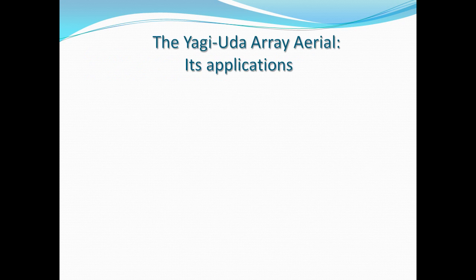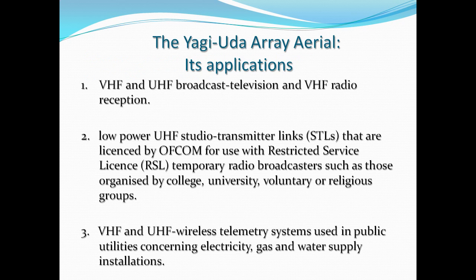The Yagi-Uda array aerial, its applications. Number 1. VHF and UHF broadcast television and VHF radio reception. Note, in the UK, no broadcast terrestrial television services use VHF. VHF terrestrial television broadcasting systems are used in the United States and some other parts of the world, but not in the UK. There are, however, radio amateur slow scan television services that utilize radio amateur allocations on VHF for slow scan television and even faster scan television.